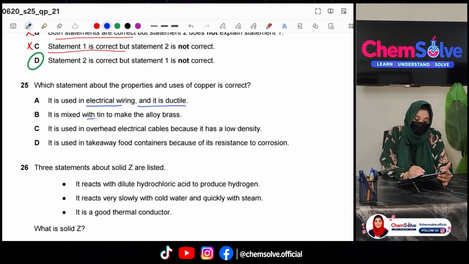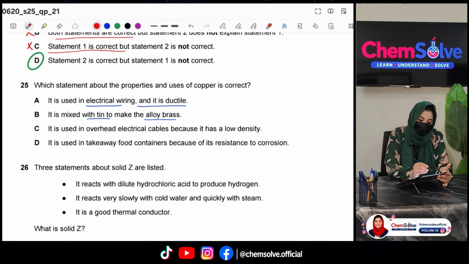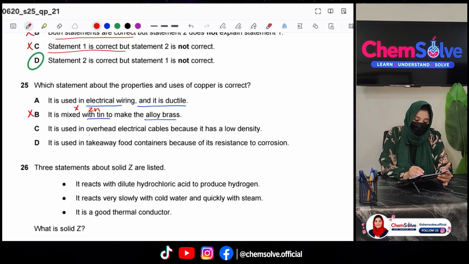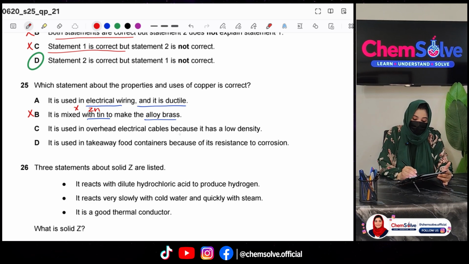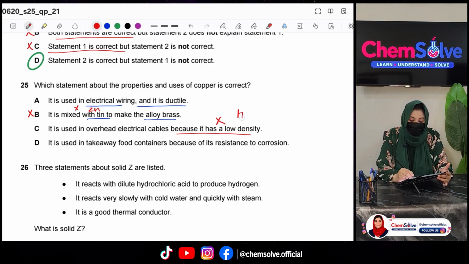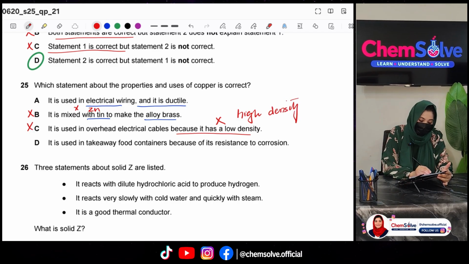It is mixed with tin to make the alloy brass. No, it is mixed with zinc to make the alloy brass. So this option is incorrect. It is used in overhead electrical cables because it has lower density. No, we just discussed in the previous question that transition metals have higher density. So this option is also incorrect.